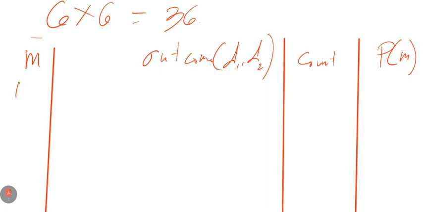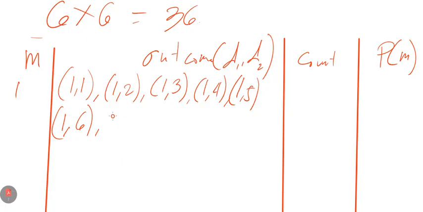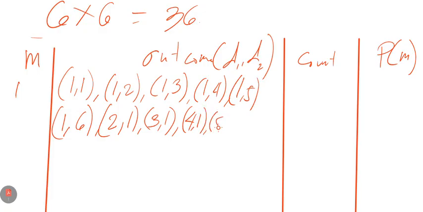Now, since we're looking at the dice rolled where the minimum is 1, that's going to be 1 and 1 and the rest with 1. So we have 1 and 2, 1 and 3, 1 and 4, 1 and 5, and 1 and 6. Now for the other ones we have 2 and 1, 3 and 1, 4 and 1, 5 and 1, and the last one would be 6 and 1.